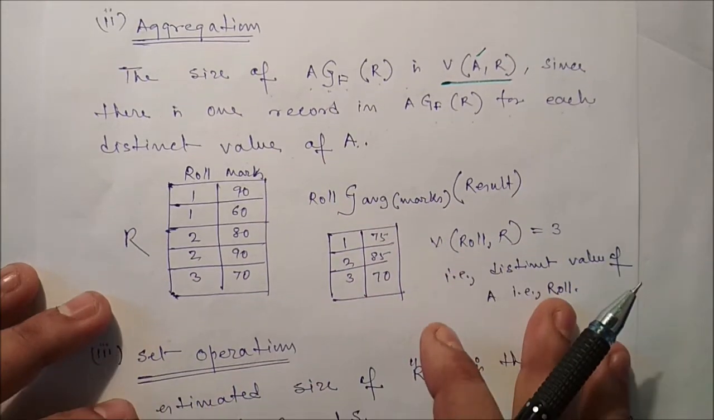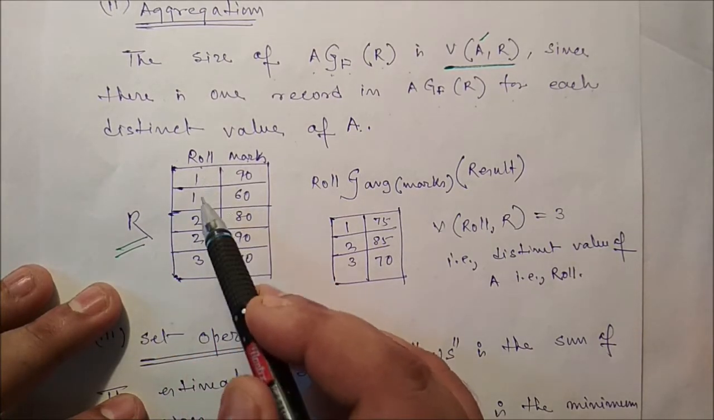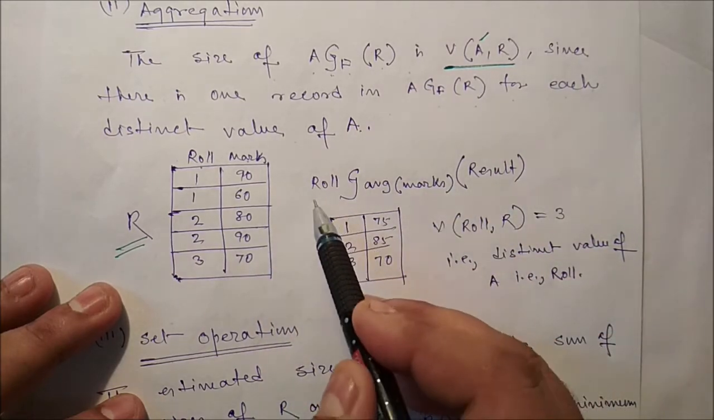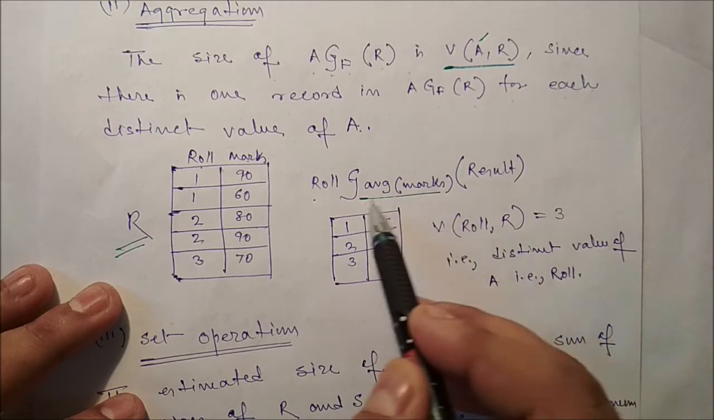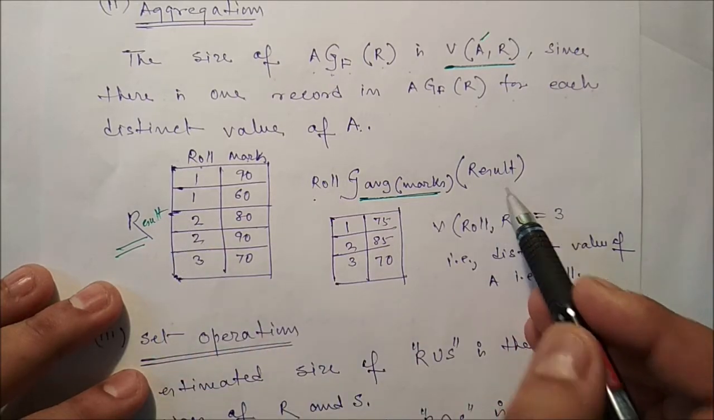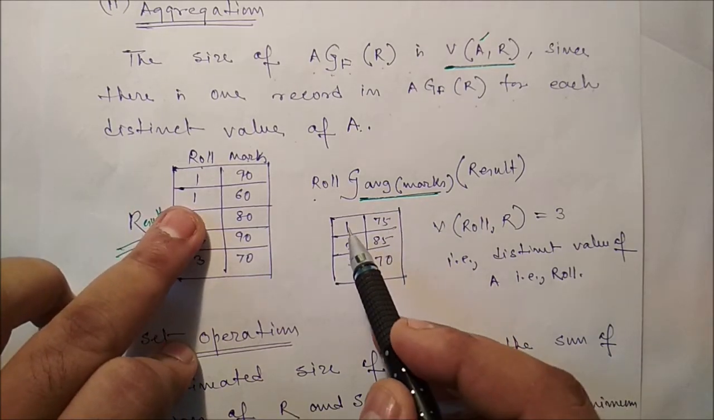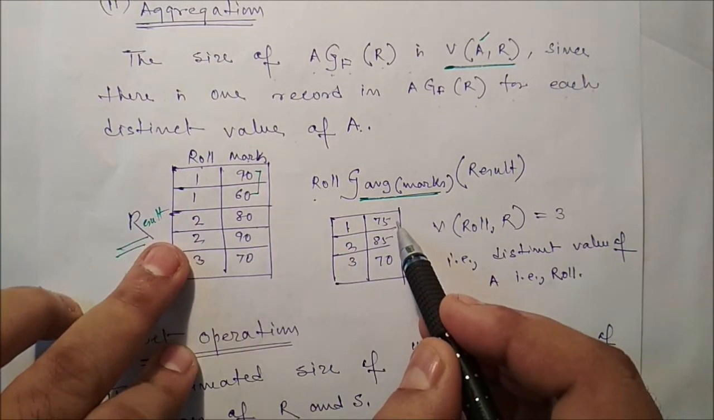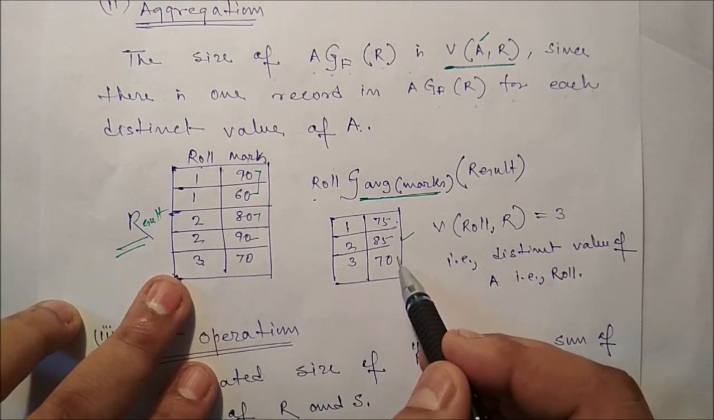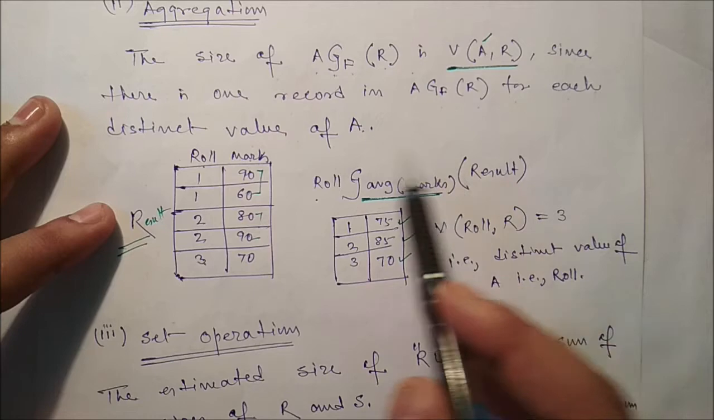Okay, we just see one simple example. The name of the table is R. Here 2 attributes are there, roll number and marks. So roll numbers 1, 1, 2, 2 and 3, and these are the marks. Now suppose we apply this formula with roll number, and we need the average marks of each roll number from the table result. So the output is, we have to take the average for each roll number. For roll number 1, the average of 90 and 60 is 75. The average for roll number 2 is 85, and for roll number 3, where a single record is there, it is 70.